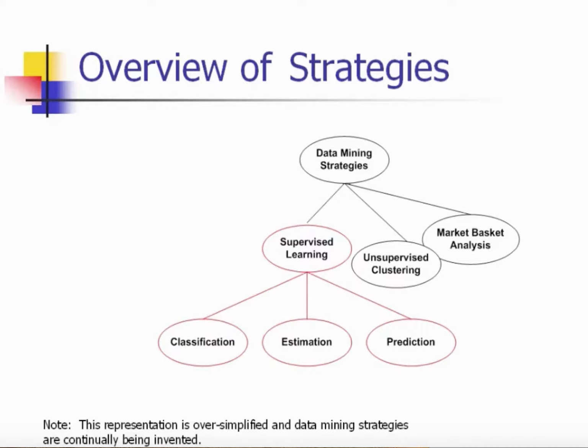I would like you to have a picture in your mind of how data modeling strategies are organized. We have unsupervised type algorithms that are useful for finding relationships in data on unspecified relationships. We have market basket type data modeling strategies, also known as association strategies, where we are trying to analyze what goes together, that is, what products did a customer purchase all at one time. We also have supervised learning techniques, whether they're estimation, classification, or prediction.